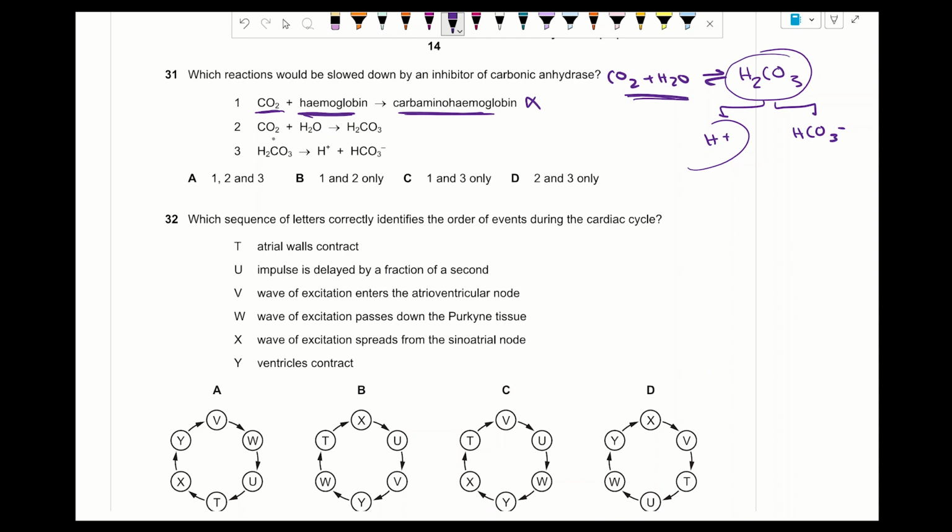2. Carbon dioxide plus water forming carbonic acid. We just mentioned that this is correct, as you can see here, and carbonic acid dissociating into hydrogen ions. This is also correct, and the answer is going to be D.